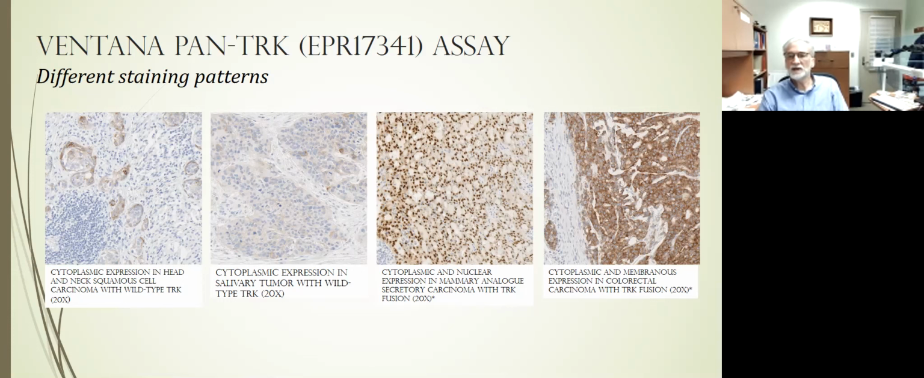In cases where there is a fusion, usually we see more intense and uniform staining of the tumor. In these two examples of a mammary analog secretory carcinoma, we see a fairly strong nuclear expression. And in this case of a colorectal carcinoma, we see fairly strong cytoplasmic and membranous expression. So that in itself will give you an indication whether the fusion will be found or not.